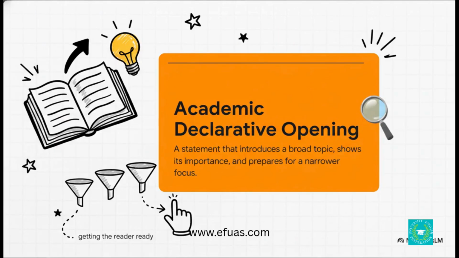So, if we were to put a formal definition on it, here's what it is. An academic declarative opening is a statement that does 3 really important jobs. Job number 1, it introduces your broad topic. Number 2, it shows why this topic is important. And number 3, it gets the reader ready for the very specific argument you're about to make.